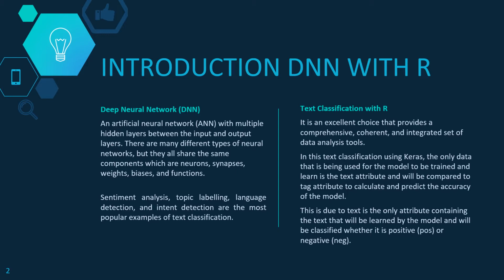In this text classification using Keras, the only data being used for the model to be trained and learned is the text attribute, and it will be compared to the tag attribute to calculate and predict the accuracy of the model. This is because text is the only attribute containing the text that will be learned by the model and classified as positive or negative.